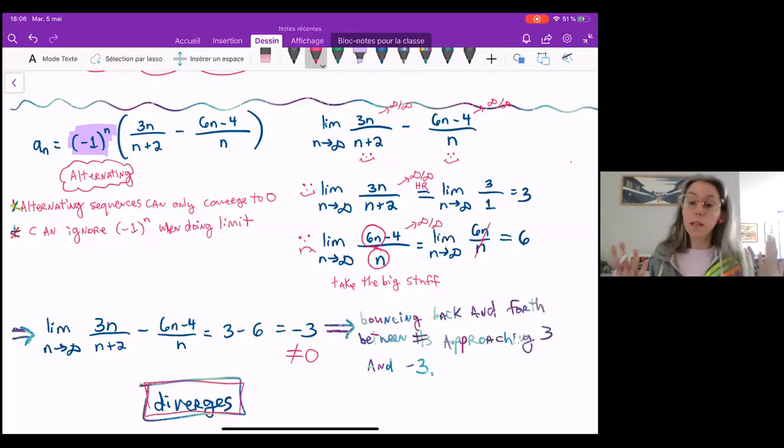All right, so those are the main types of things that can happen in sequences that would stop us from using L'Hopital's rule, or where we have to think about them in a little bit of a different way.